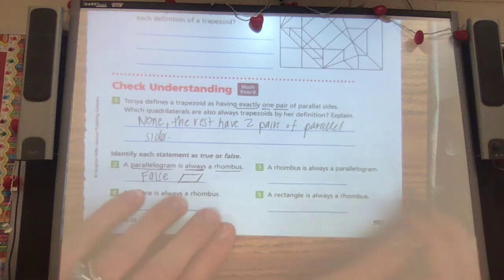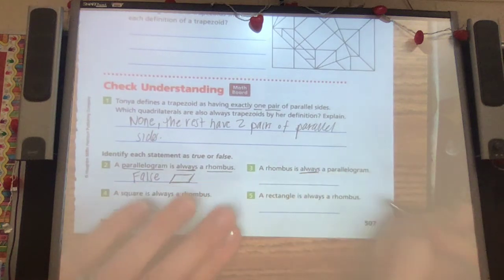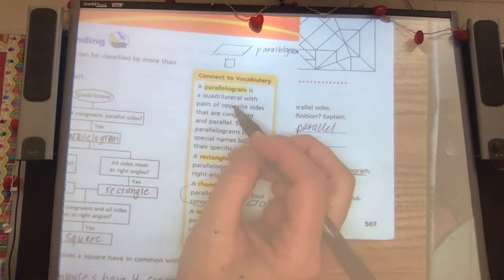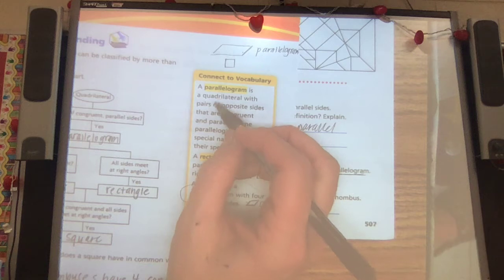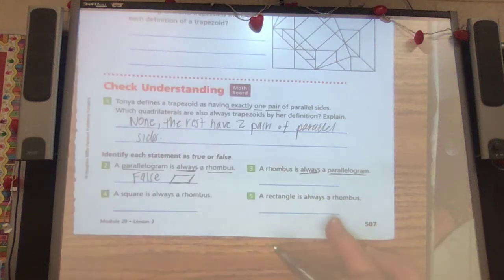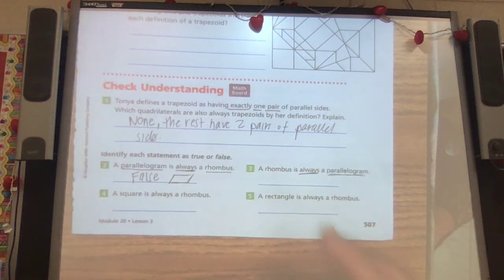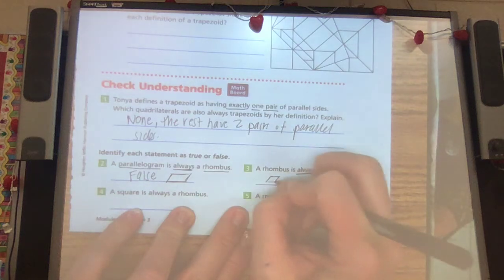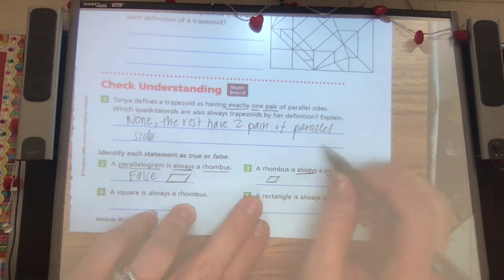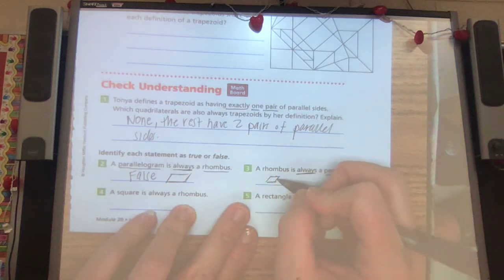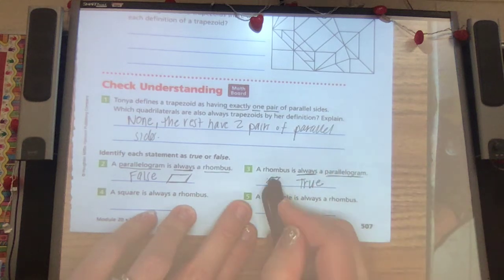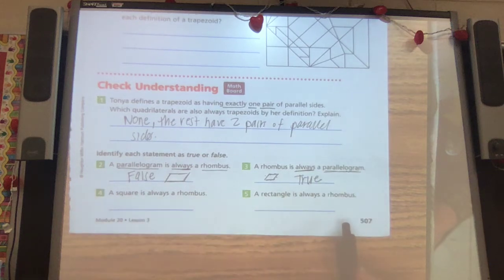All right, let's look at number 3. A rhombus is always a parallelogram. So let's look at what we said a parallelogram was. A parallelogram is a quadrilateral with pairs of opposite sides that are congruent and parallel. So let's think of a rhombus. A rhombus has 4 congruent sides. Does it do what a parallelogram has to do? Does it have opposite sides that are congruent and parallel? Yes. A rhombus does have all the attributes that make something a parallelogram.